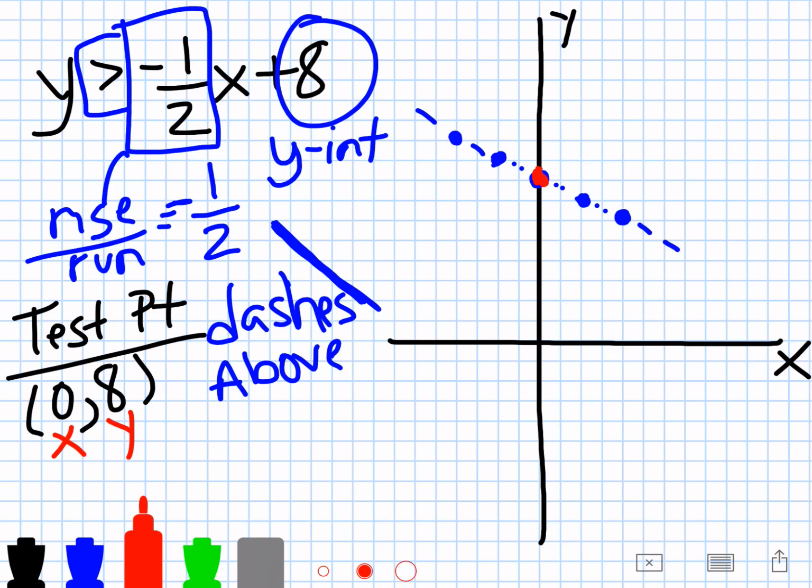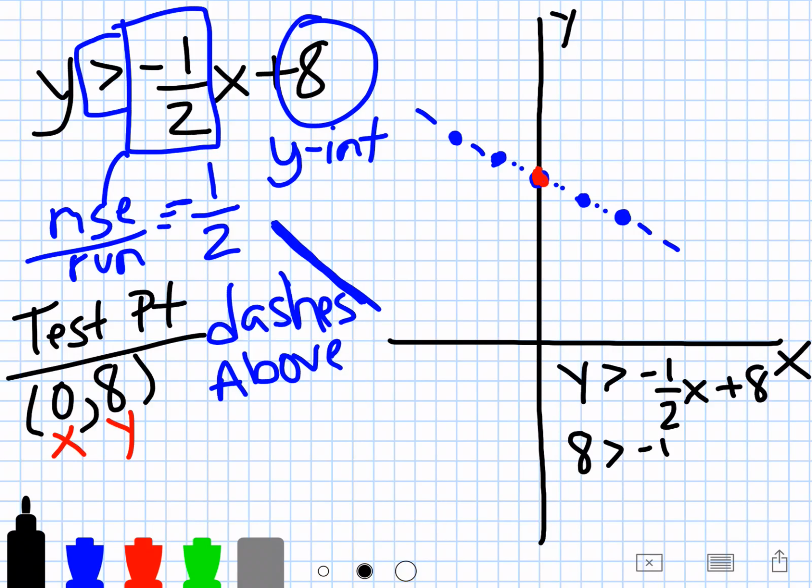If the line would have been solid, then that will denote that it can be included in your solution set. So let's make sense of that by actually doing the substitution method. I'm going to write my original problem, as a matter of fact, let's write it in black. y is greater than negative 1/2 x plus 8, and I have a test point 0, 8. Wherever I see a y, I'm going to put 8, and wherever I see an x, I'm going to put 0.